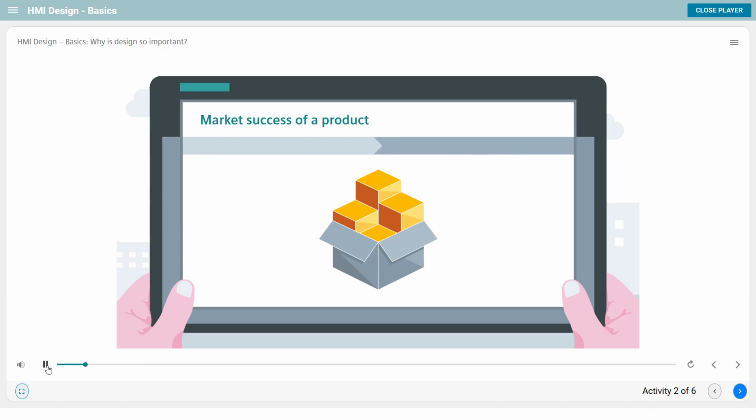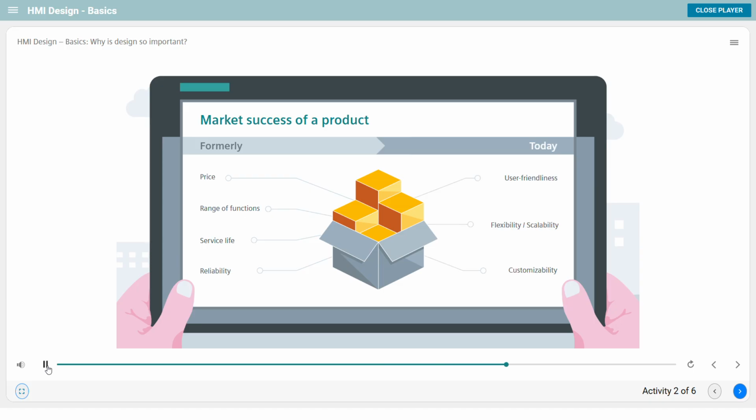A product's market success is affected by the ongoing transformation of our society. Whereas price, range of functions, service life, and reliability used to be the relevant factors, now user-friendliness, flexibility, and customizability also contribute to making a product attractive to users and selling it to the intended target group.